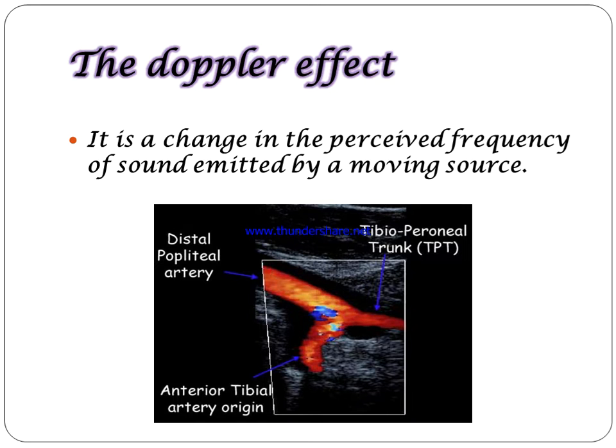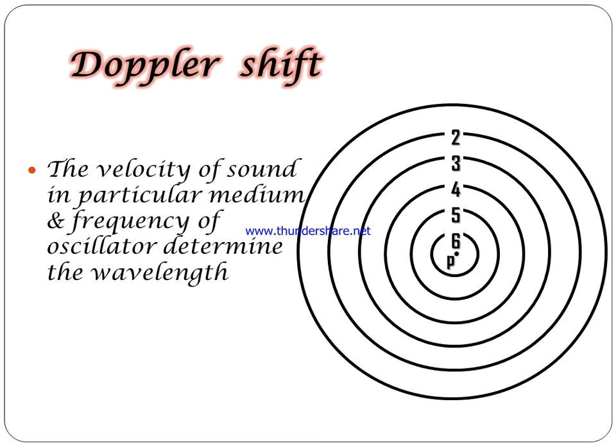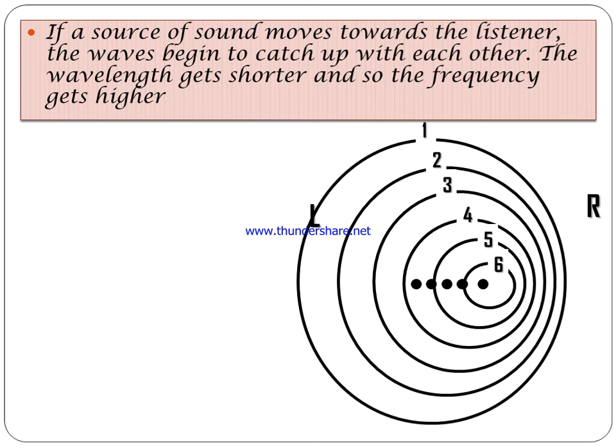Now we see the Doppler effect. The Doppler effect is a change in the perceived frequency of sound emitted by a moving source. And Doppler shift: the velocity of sound in a particular medium and the frequency of the oscillator determine the wavelength. If a source of sound moves toward the listener, the waves begin to catch up with each other. The wavelength gets shorter and so the frequency gets higher.